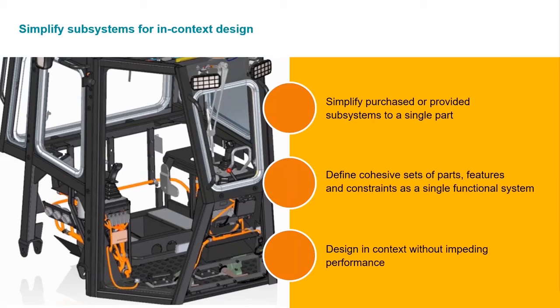Now, when your assembly includes a subsystem that is either purchased or provided by a supplier, simplifying it to a single part file enables you to design in context without impeding performance. We're going to look at that next in a demo in just a minute, of how we can quickly simplify purchased or larger subsystems down to a single file. We also need to define cohesive sets of parts, features and constraints as a single functional system and use this model in your actual design. So the time you spend up front will improve both your performance and your model accuracy.